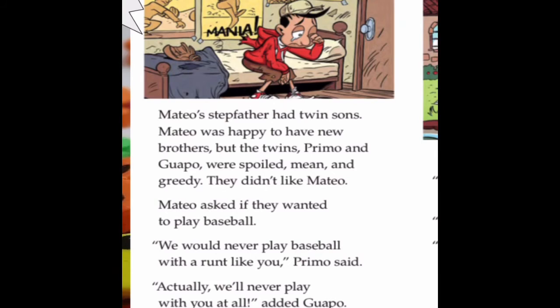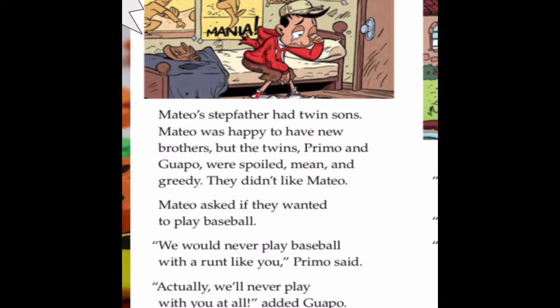So I'm going to read page 5 and show how the illustration gives us more information than what is written by the author. Mateo's stepfather had twin sons. Mateo was happy to have 2 new brothers, but the twins, Primo and Guapo, were spoiled, mean, and greedy. They didn't like Mateo. Mateo asked if they wanted to play baseball. "We would never play baseball with a runt like you," Primo said. "Actually, we'll never play with you at all," added Guapo.